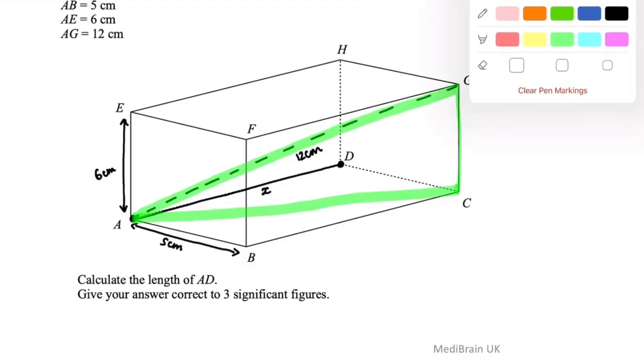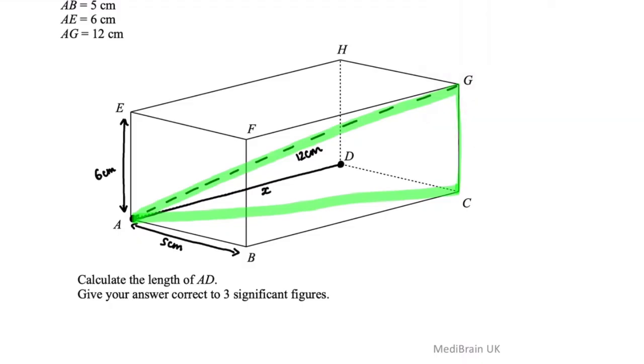That green that I've drawn is the right angle triangle that you would use. We know that AG is 12 centimeters, and we know that this is 6 centimeters, so this over here is also going to be 6 centimeters. We need to work out this length, that's our x, and we know that this length is the same as this length, which is 5 centimeters.